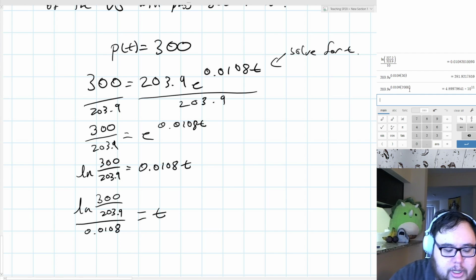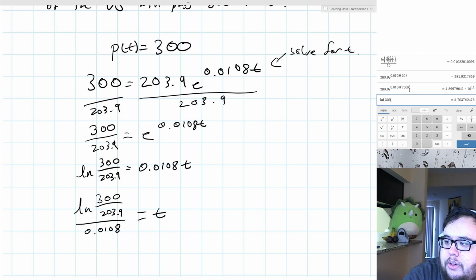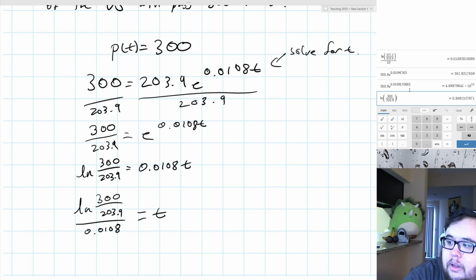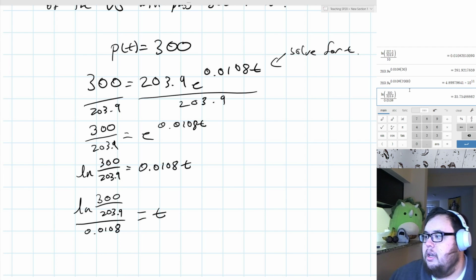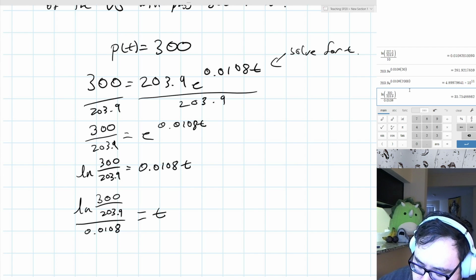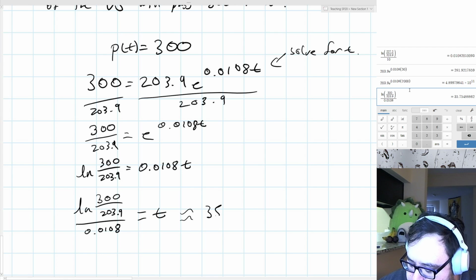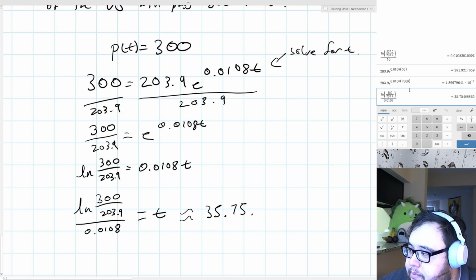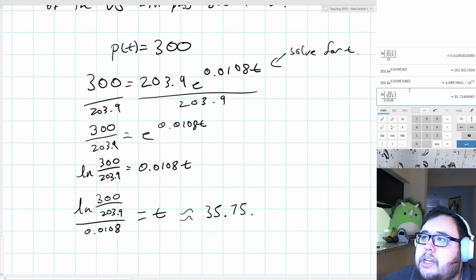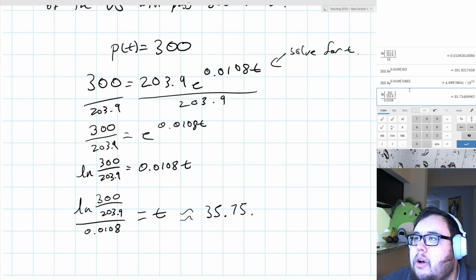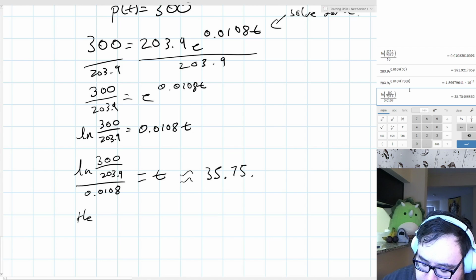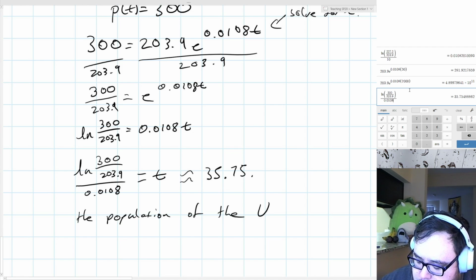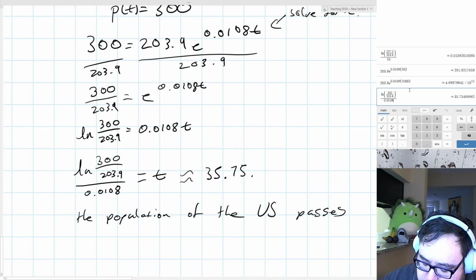And let's go ahead and plug that into our calculator real quick. That's ln of 300 divided by 203.9, all divided by 0.0108. And that gives us about 35.75. Okay. So this is sometime in maybe around September of 2005. So the population of the United States passes 300 million.